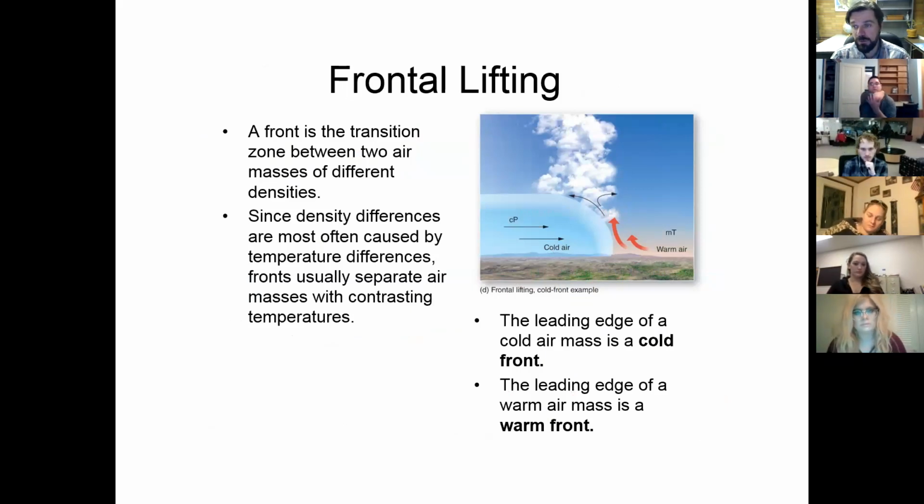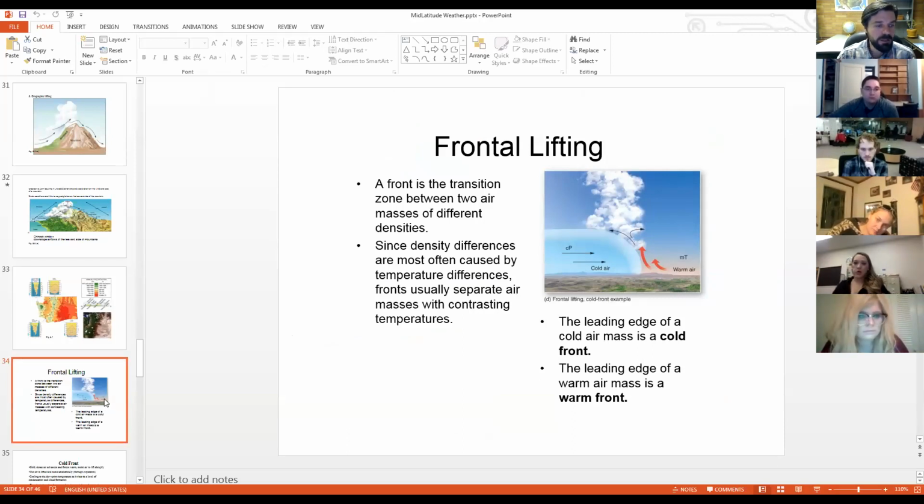So frontal lifting is what we're going to spend the rest of our time on. I just want to check my time. Oof, running out of time. And I do explain this, I pick up right here in the lab video, so you will benefit from that as well.